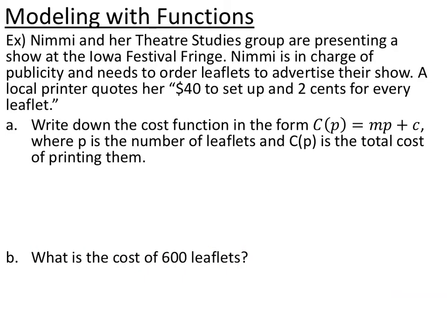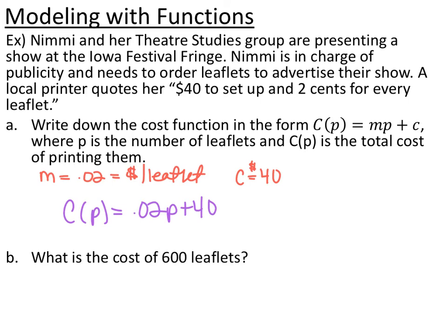So, modeling with functions. The point of all of this is to use this in the real world. One example: Nimi and her theater studies group are presenting a show at the Iowa Festival Fringe, and she is in charge of publicity. She needs to order leaflets to advertise their show. A local printer quoted her $40 to set up and 2 cents for every leaflet. We want to write the cost function in the form C(P) equals mP plus c, where P is the number of leaflets sold and C(P) is the total cost. Given the information, go ahead and pause the video and find the function that represents this situation, and also the price of 600 leaflets.